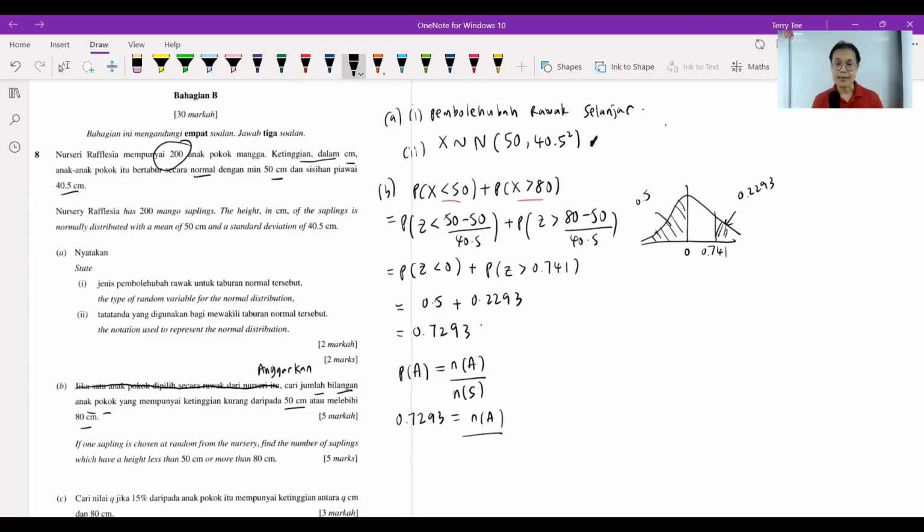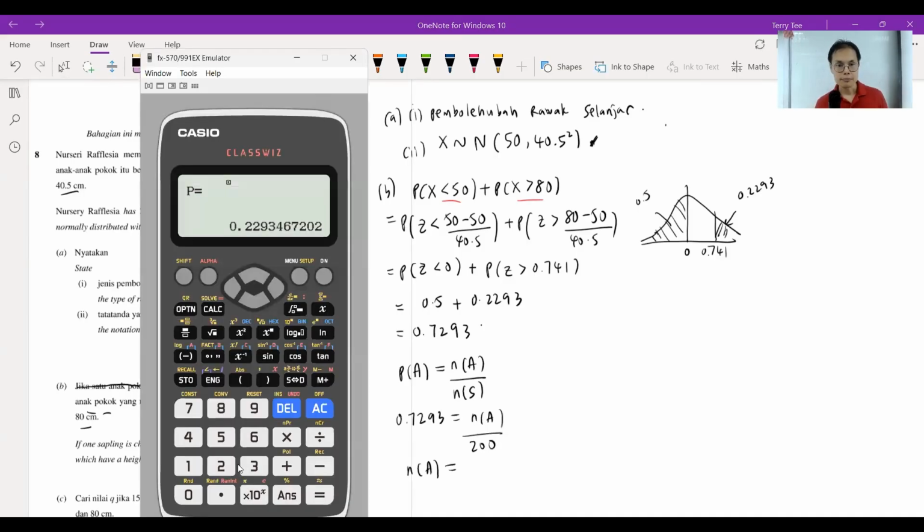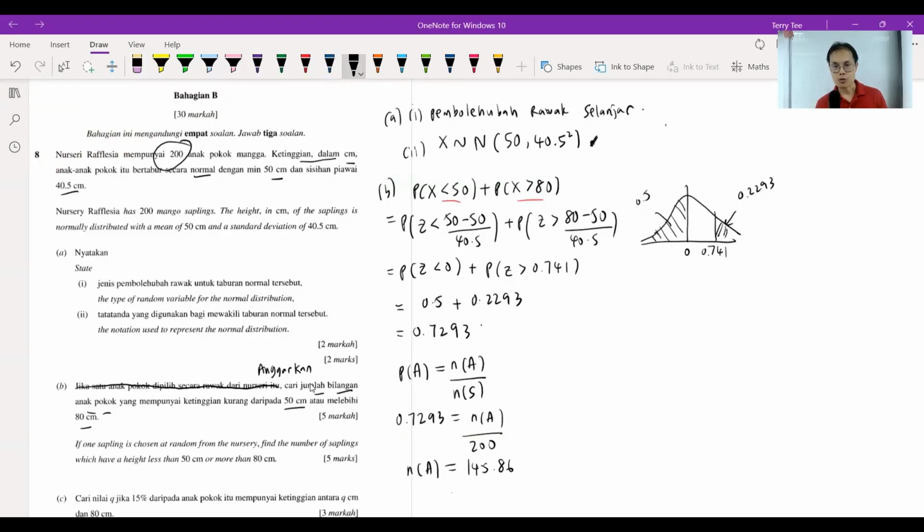So like I said earlier, it's an estimate, but there are 200 in total, right? So what's my NA? My NA is take 200 here. Okay, go back to this, 200 multiply by 0.7293. And my answer is 145.86. Now, if you get 145.86, we should take 146. Yeah, nearest integer, terdekat. We can just say integer terdekat.